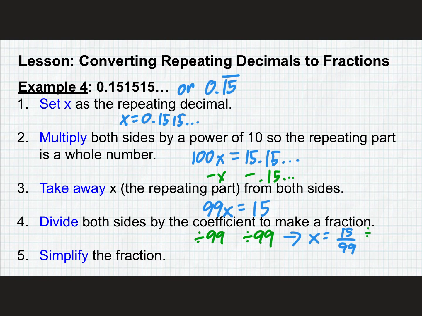Finally, let's simplify the fraction. 15 and 99 are both divisible by 3, leaving us with 5 over 33. This is our final answer.